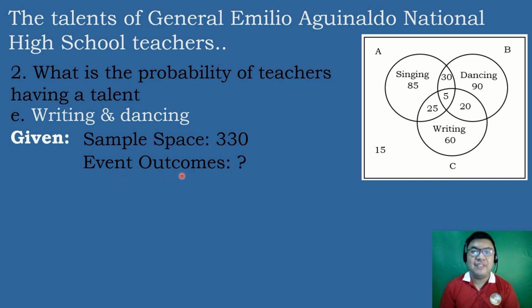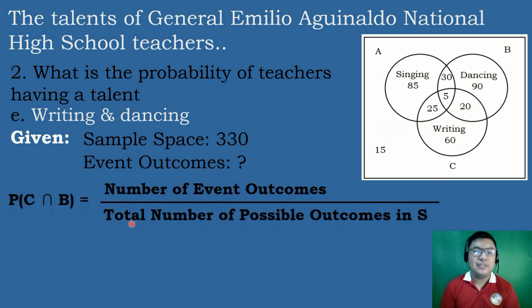Now, to get the event outcomes, we will just look at circle C and circle B, writing and dancing, and we will see where those two circles overlap with each other. And we will add those numbers. So we have 5 plus 20 for the event outcomes.